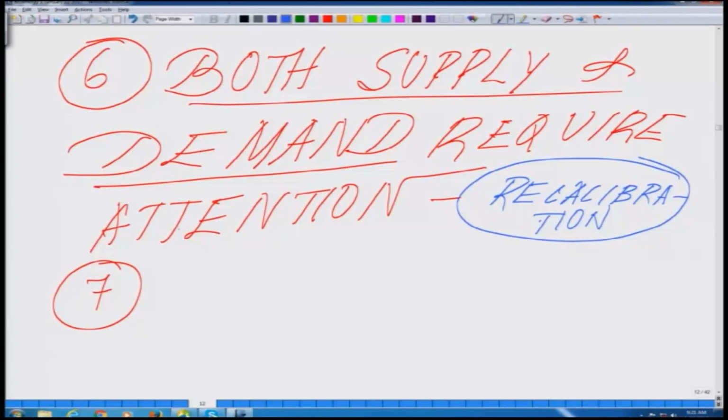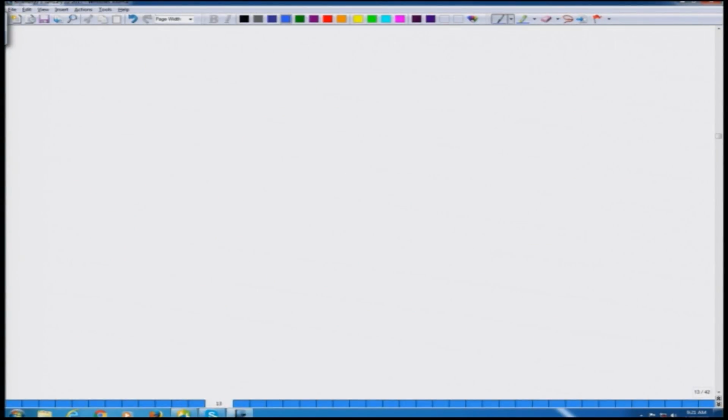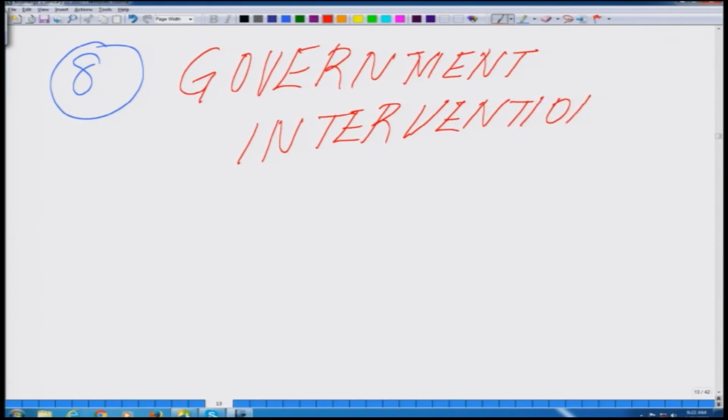Okay. So, coming back to the next point, once both supply and demand require attention, the next one is that it is a matter of risk management. This is a classic situation where we really have to think that this is a huge risk and we have to develop strategies for managing these risks which are on our way. Next important part, for such things you very importantly need government intervention. Without government intervention, the whole area of mitigating the oil crisis cannot be tackled. This is a very Herculean task.